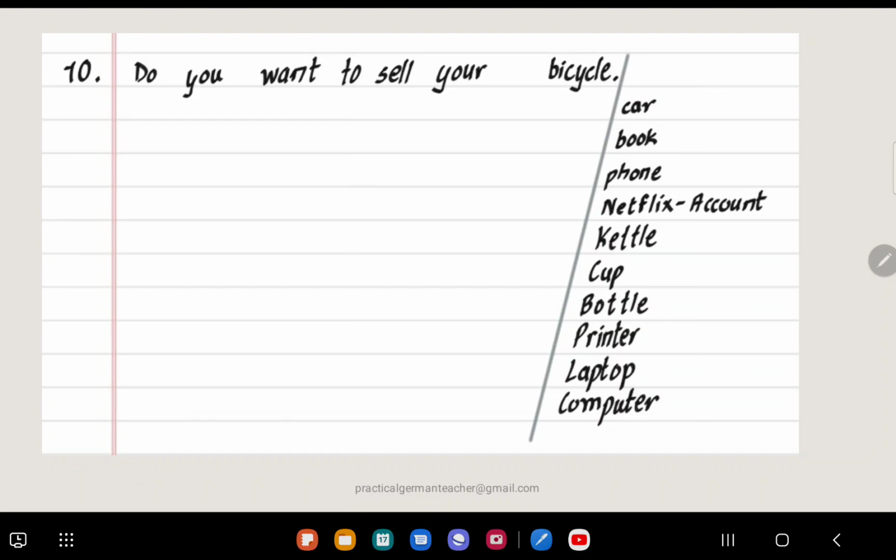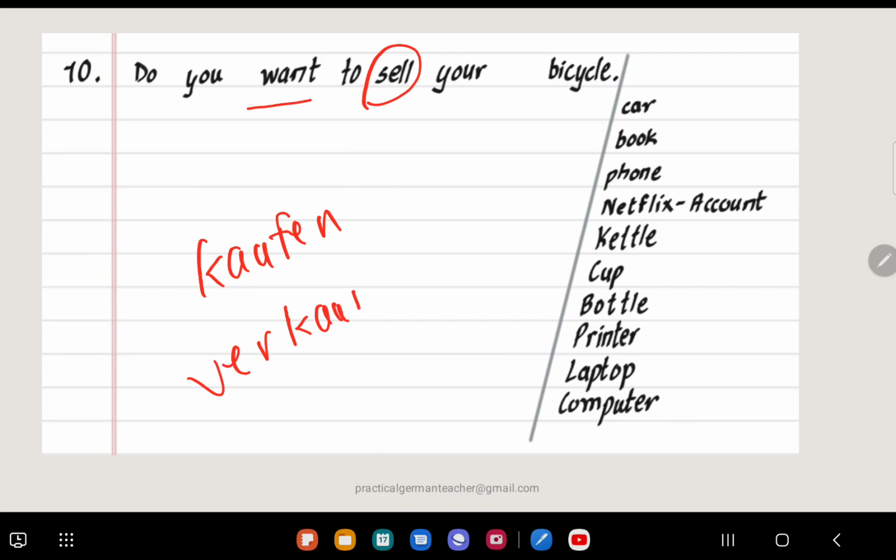Do you want to sell your bicycle? Again, I want you to exercise: want to will be wollen or möchten, sell will be verkaufen. You know kaufen, which means to buy, and you have verkaufen. So it still contains kaufen, but then ver, is it a trennbare verb or not? It is not a trennbare verb. How do I know this? I know it. You should know it, or now you will know it. So verkaufen means to sell.